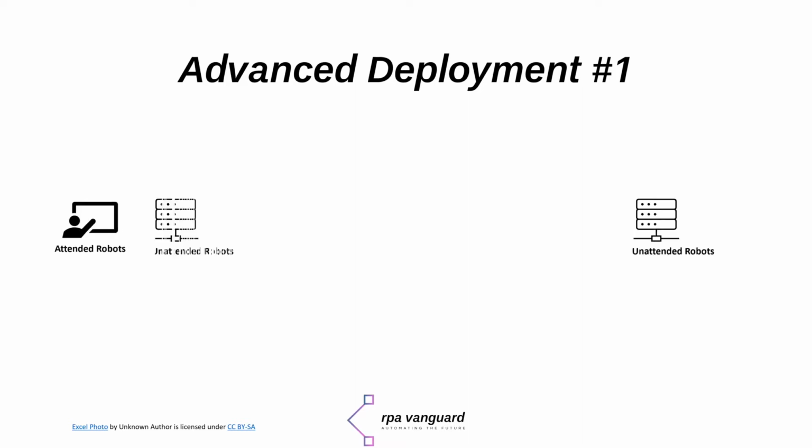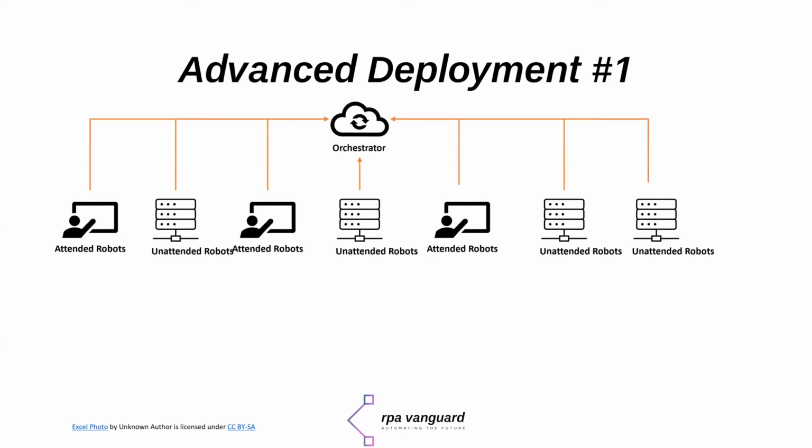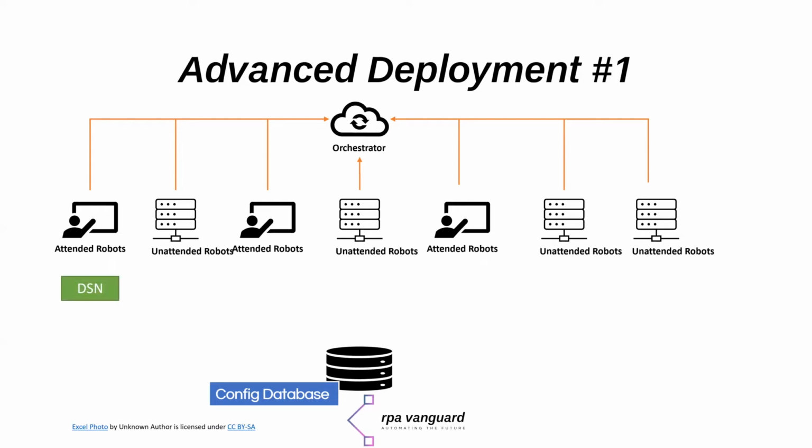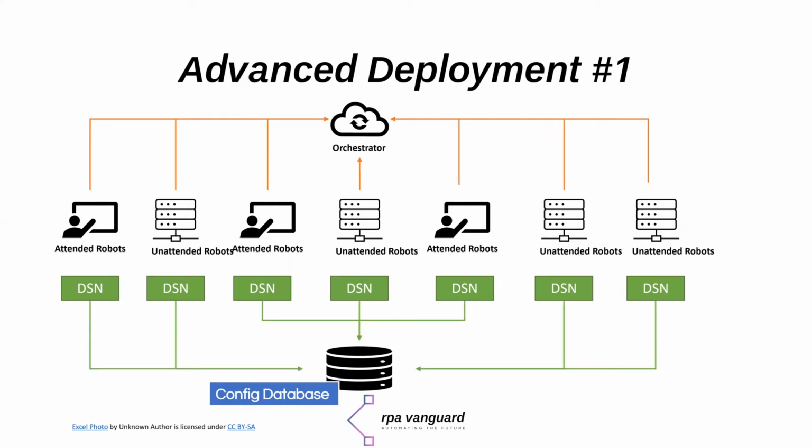Here, we have a large number of robots deployed across the enterprise and connected to a single or multi-tenant orchestrator. In this case, the configuration entries from the traditional Excel file have been moved into a centrally located database such as a Microsoft SQL Server or Amazon RDS. In this method of deployment, the robots use a DSN-based connection installed on the host machine by the administrator to connect to the database without having first-hand knowledge of the underlying database technology.